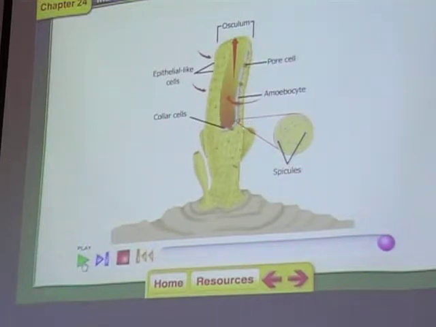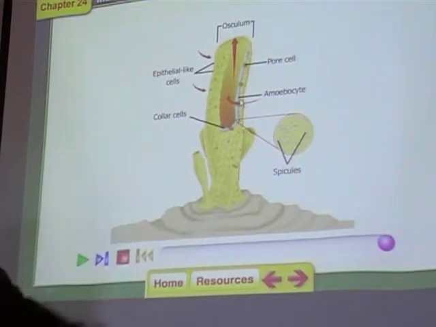Okay, a couple confusing things here. The pores are actually made of cells called pore cells. Pore cells. Really? I can tell nobody's listening because that was a hilarious joke. Pore cells. You see, pore cells. It's funny. So the pore cells make up the little holes. And then they call them amoebocytes here in this video, and your book calls them archaeocytes. Archaeocytes and amoebocytes are the same thing. They're cells that look like amoebas and they crawl around and distribute food to all the cells.